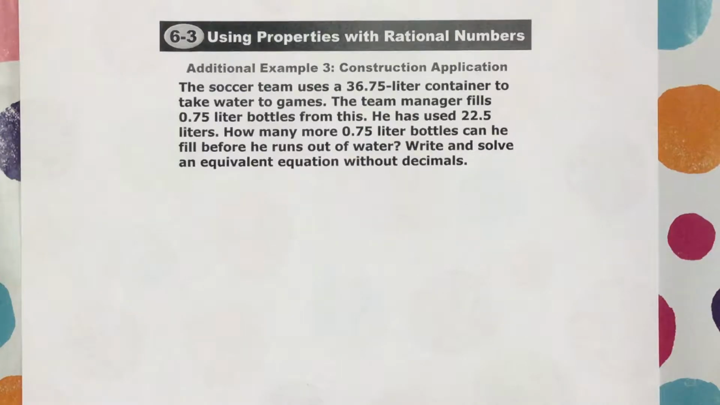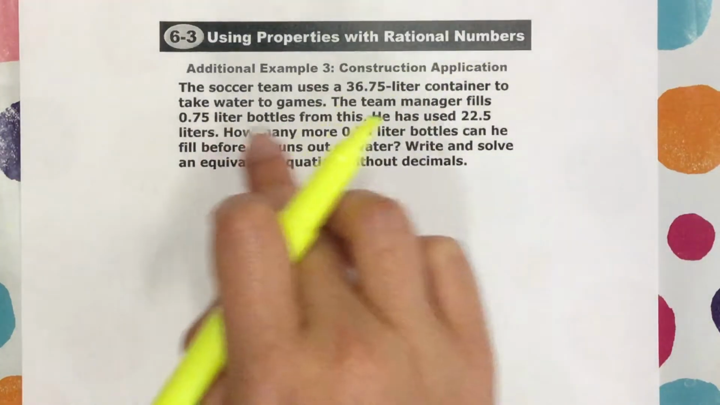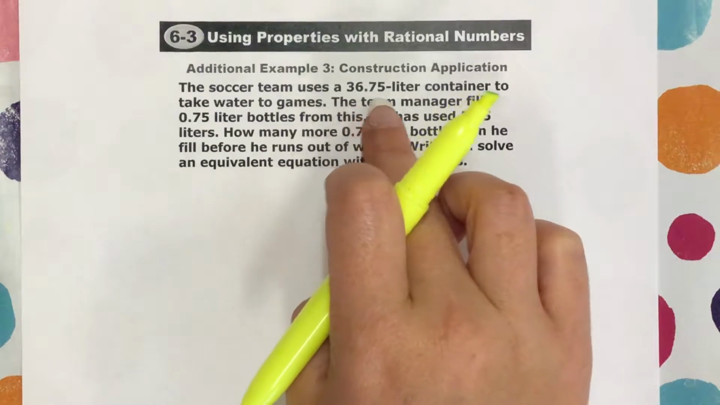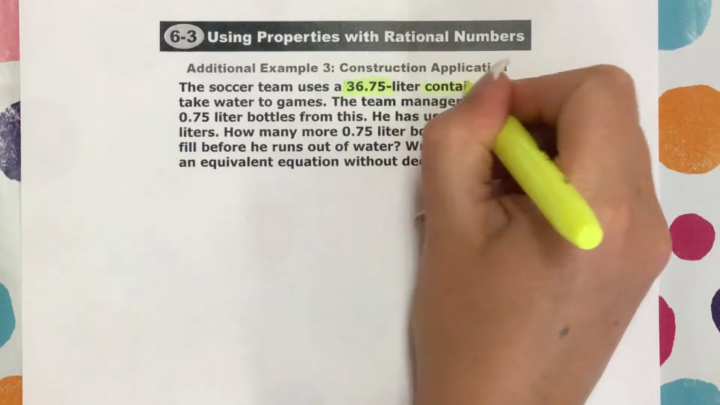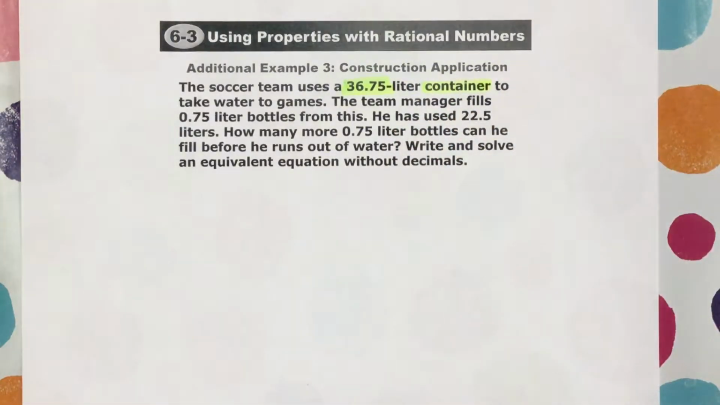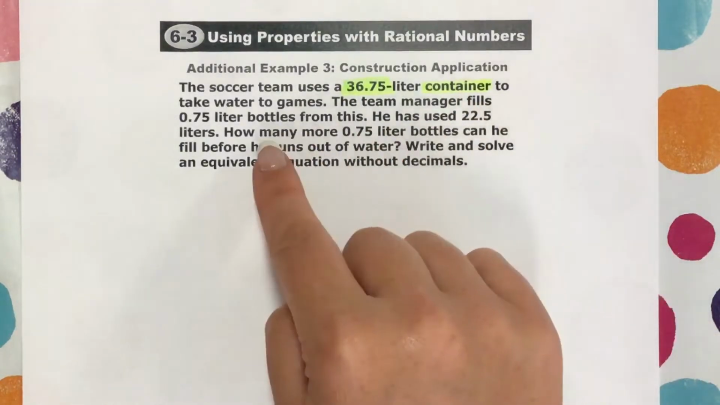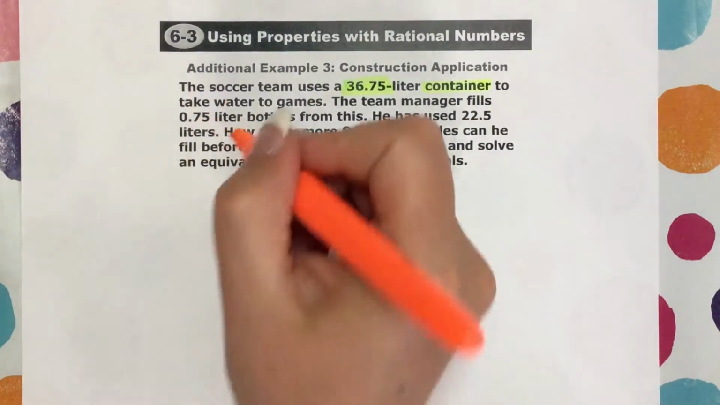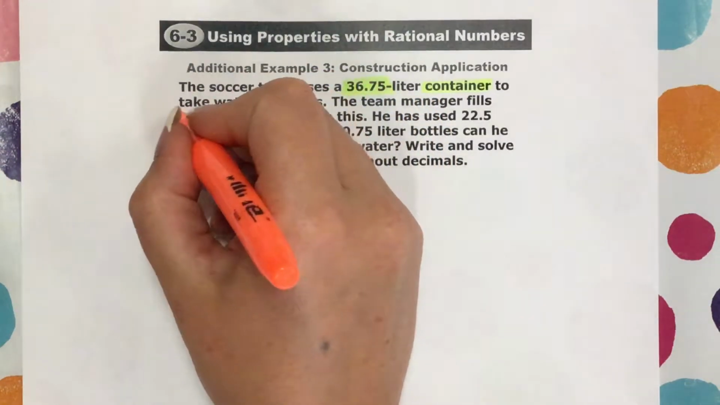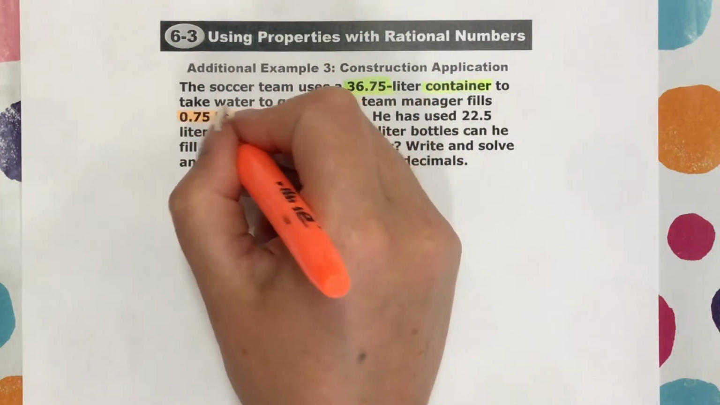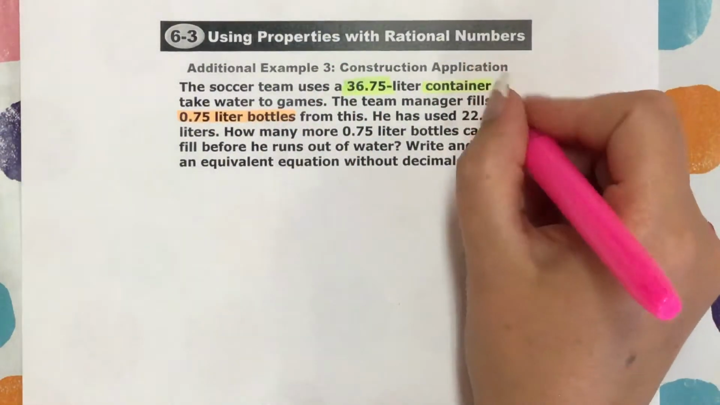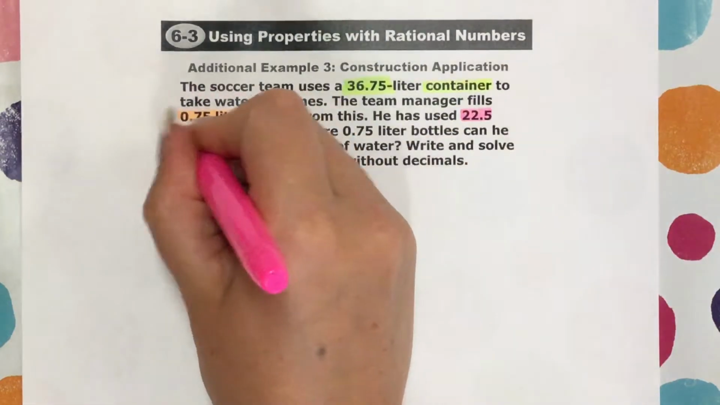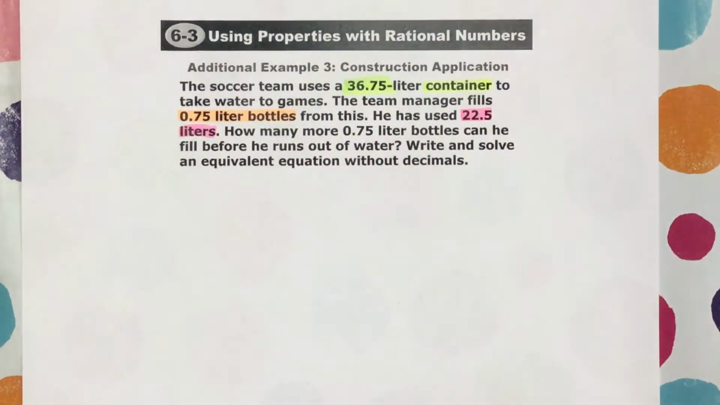So we need to figure out what is the key information. Well, the soccer team uses a 36.75 liter container. So they bring this big old container to the games. And then each bottle that they fill is 0.75 liters each. Now, he's already used 22.5 liters, and we need to figure out how many more bottles can they fill?